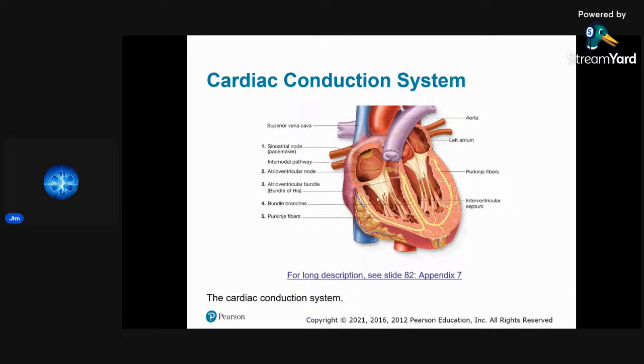This is the cardiac conduction system. We're talking about the sinoatrial node, the pacemaker, the SA node, and then the AV node, and then we go into the bundle of His, the bundle branches, and then the Purkinje fibers at the very end.